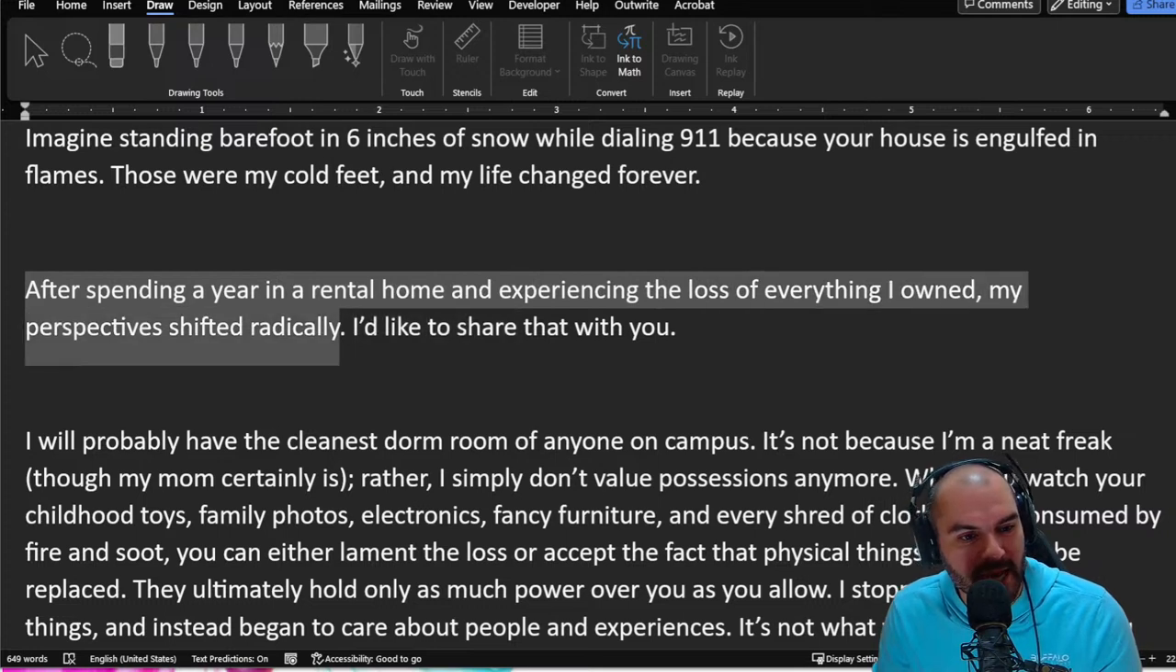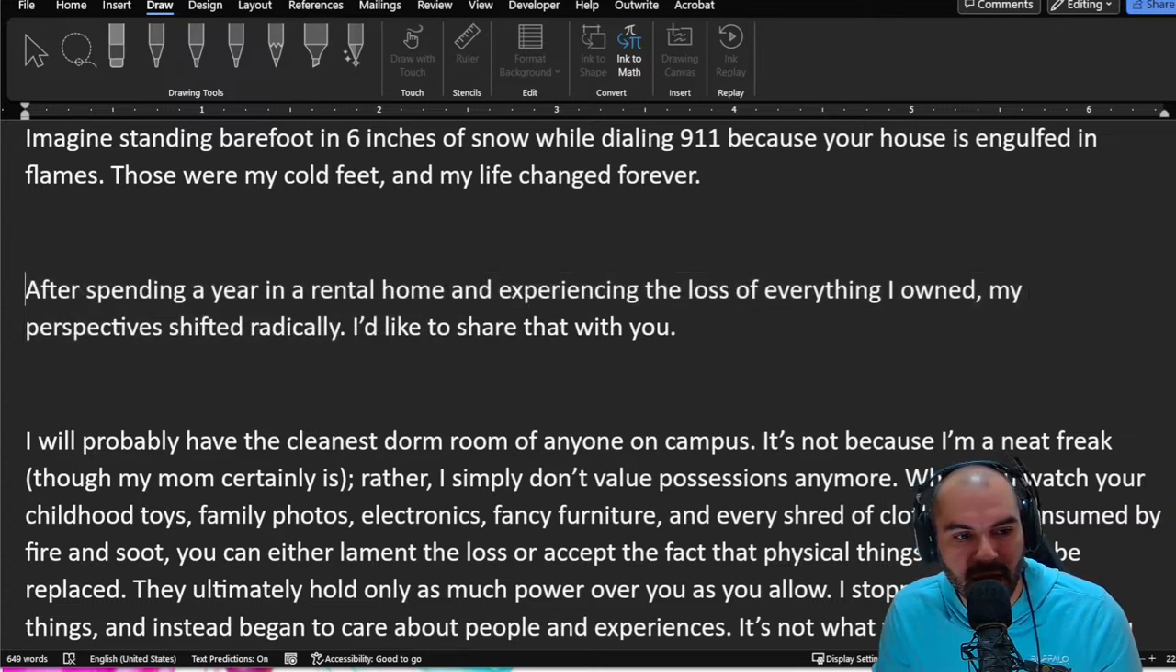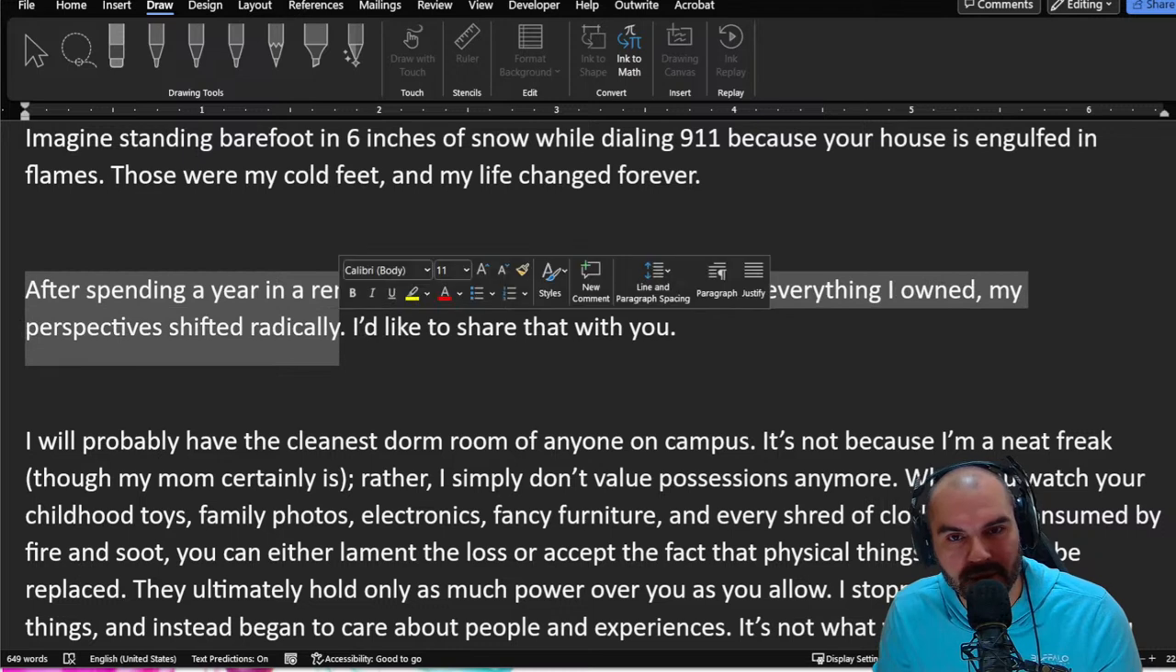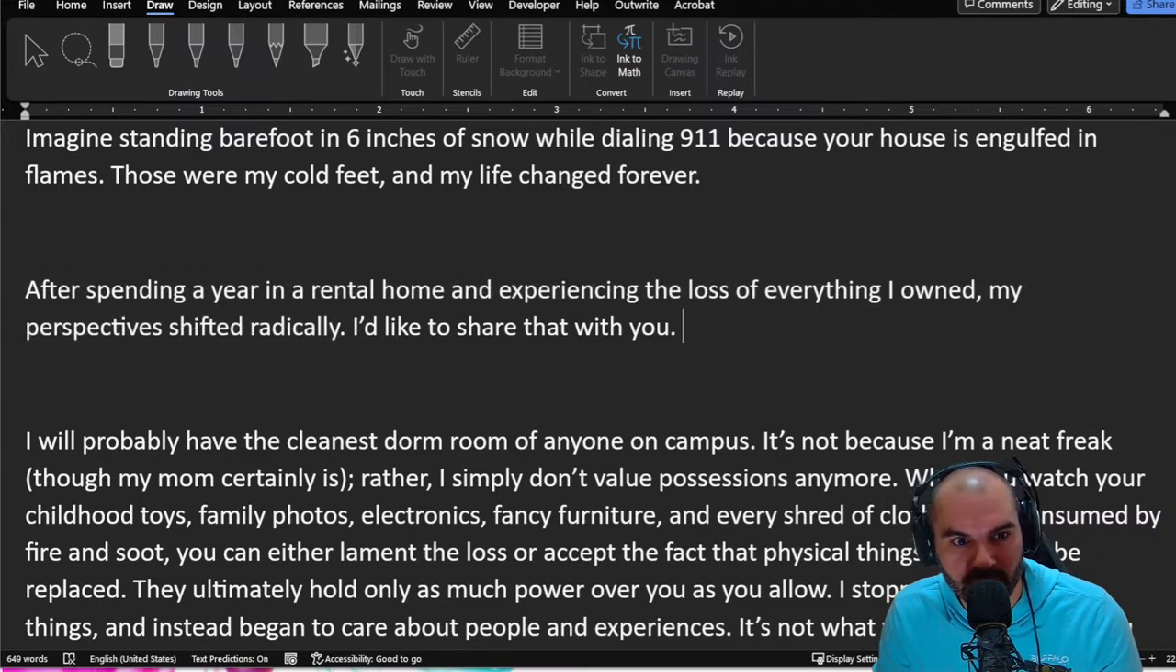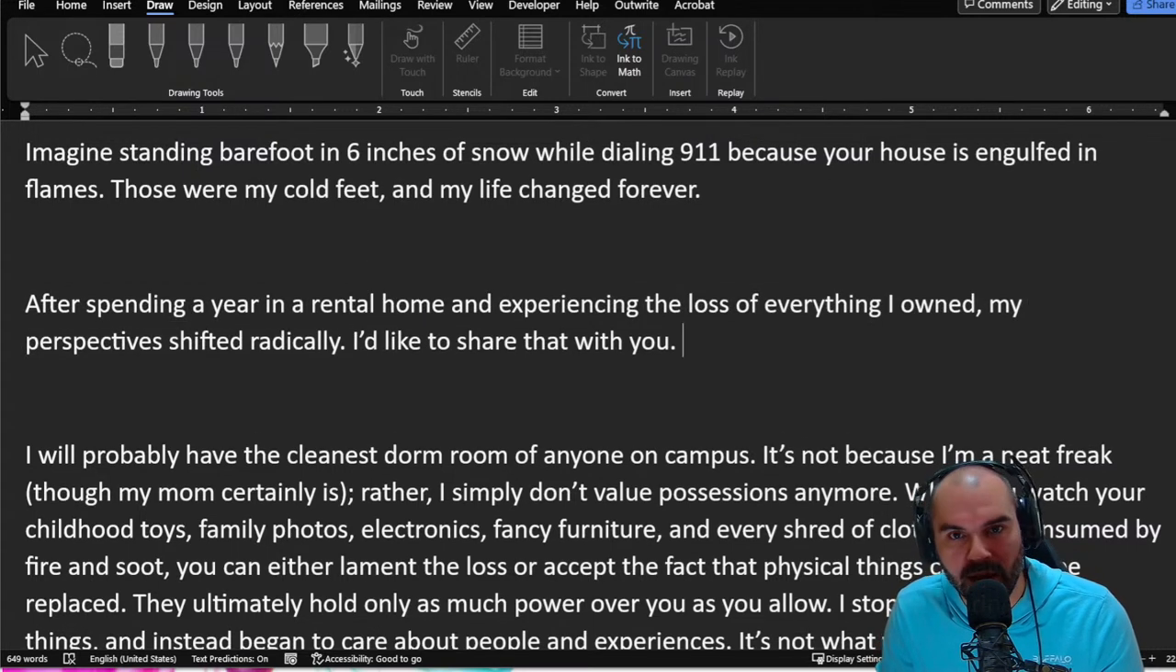Kind of jumping to the end of this, right? This is like the aftermath. So again, I'm not telling the whole story. I'm not going to waste a bunch of words focusing on the fire. I could easily write 1,000 words about what happened in the fire and how it happened and why it was my mom's fault. And I'm just not going to do that. That's not what they really want to hear.